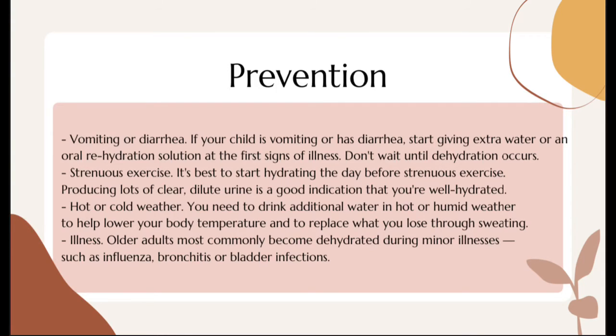To prevent dehydration, you have to drink plenty of fluids and eat foods high in water such as fruits and vegetables. Letting thirst be your guide is an adequate daily guideline for most healthy people. People may need to take in more fluids if they are experiencing conditions such as vomiting or diarrhea. If your child is vomiting or has diarrhea, start giving extra water or an oral rehydration solution at the first signs of illness. Don't wait until dehydration occurs.